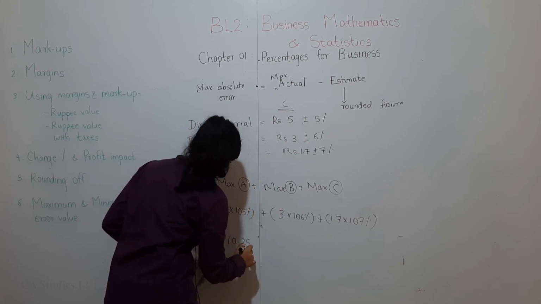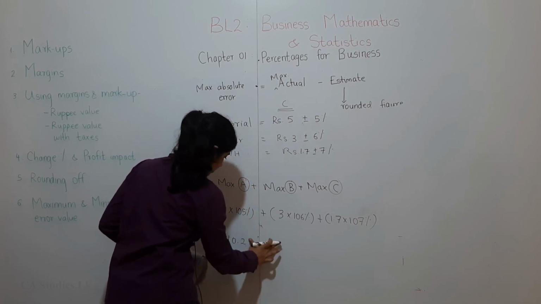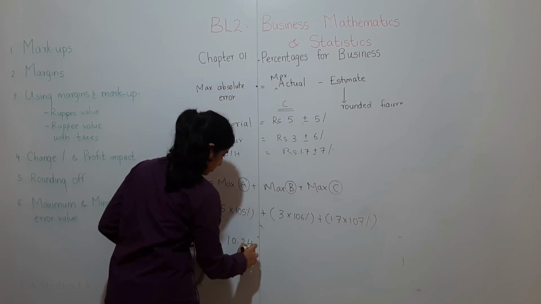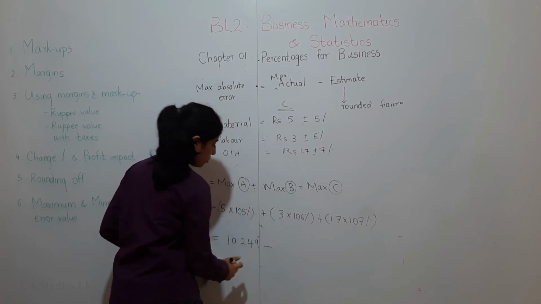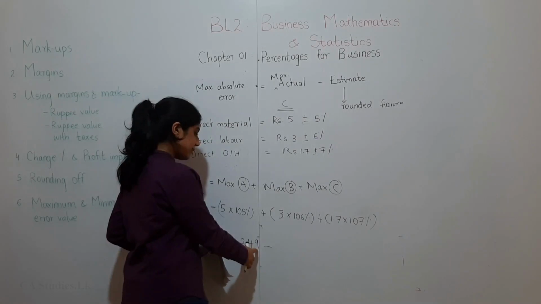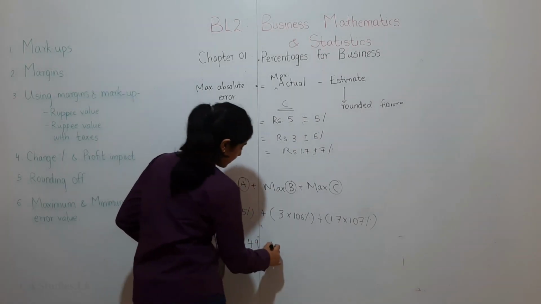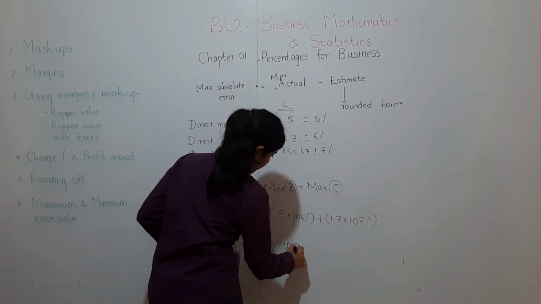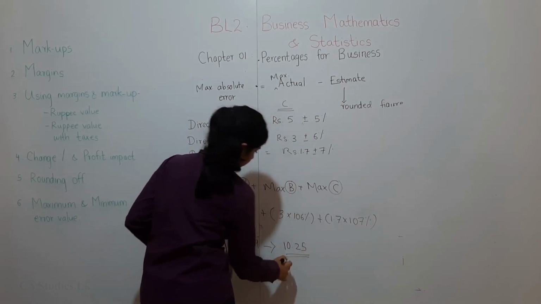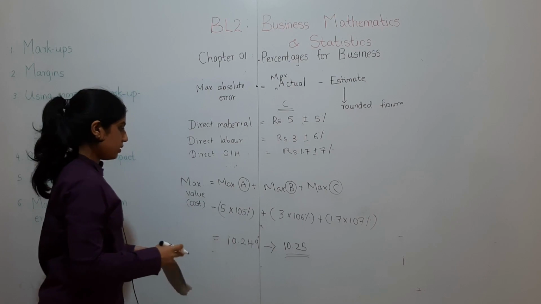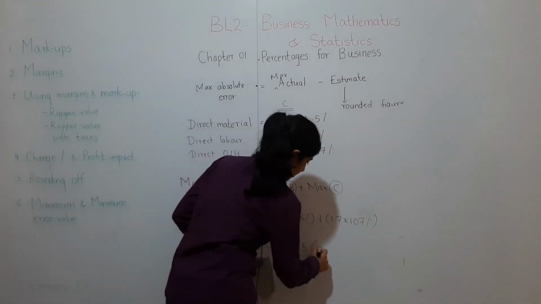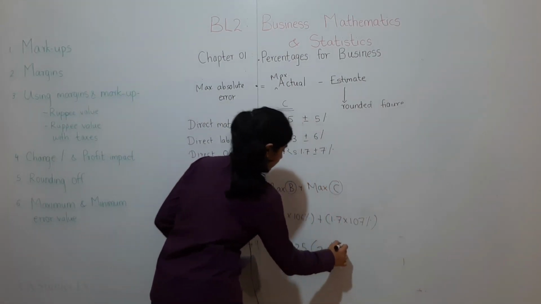It's $10.25. I rounded. Now see, I am doing a rounding again. It's 249. I want to take it to 2 decimal digits. It is greater than 5, so I add 1 to 4 and get 10.25. Right. This is in 2 decimal places.